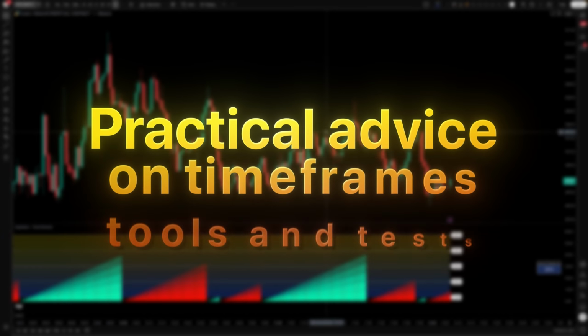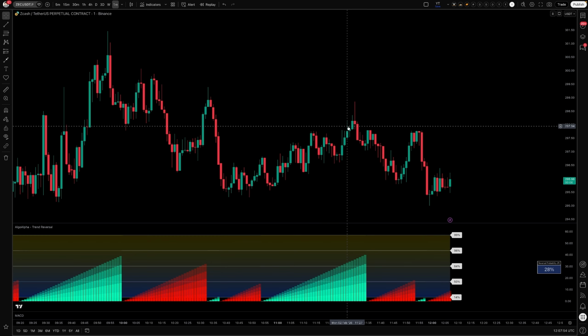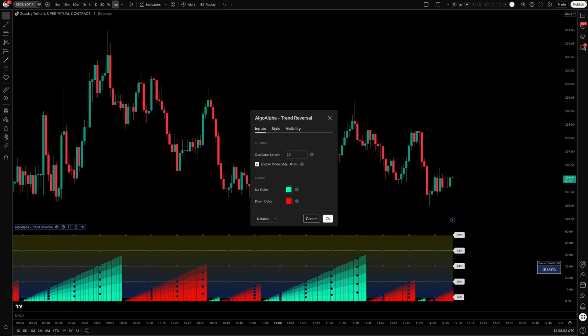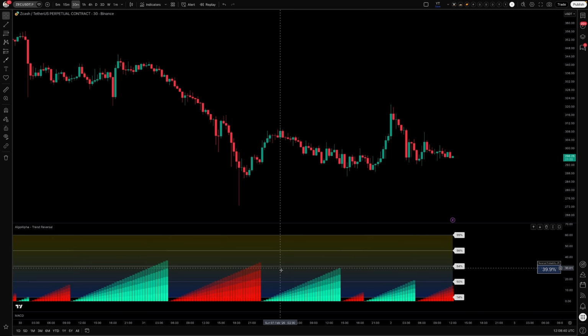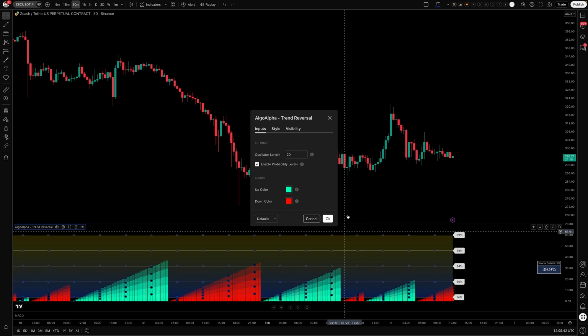Practical tips on timeframes, instruments, and testing. On lower timeframes, 1 to 5 minutes, set a shorter oscillator length. You'll get more signals, but be ready to use strict filters. MACD, volume, moving averages, levels. On medium timeframes, 15 to 60 minutes, the default settings work great. There are fewer signals, but the quality's higher.